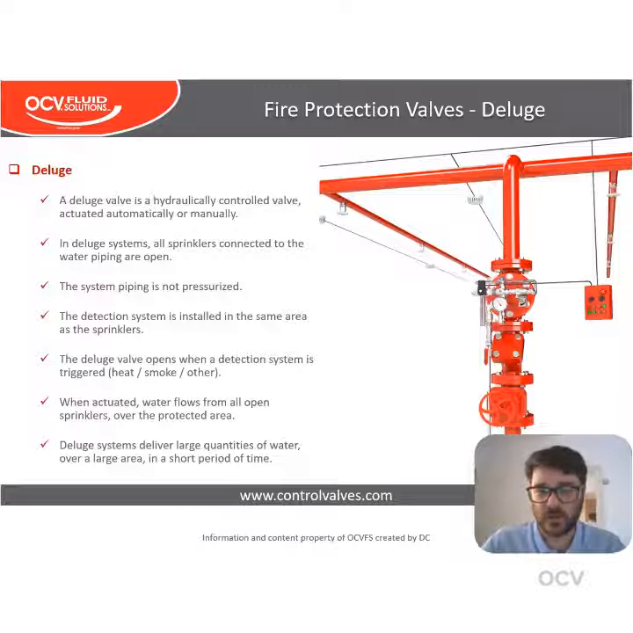So let's start at deluge valves. This is a deluge system and this is your deluge valves. And a deluge valve is always going to be actuated automatically or manually. And the sprinklers on the deluge system are open, meaning the system is not pressurized. And as we can see, the detection system is installed in the same location as the sprinklers. And when the valve is actuated to open, water flows into the system piping and through the open sprinklers over the protected area. And this is exactly what we're trying to achieve with deluge systems, as these valves deliver a large quantity of water over a large area and in a short period of time.